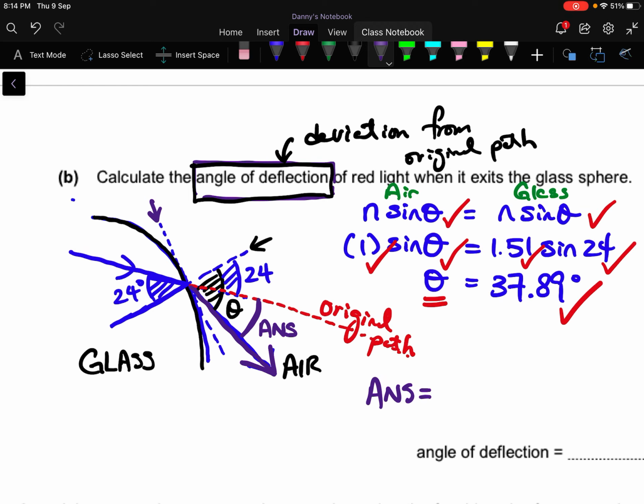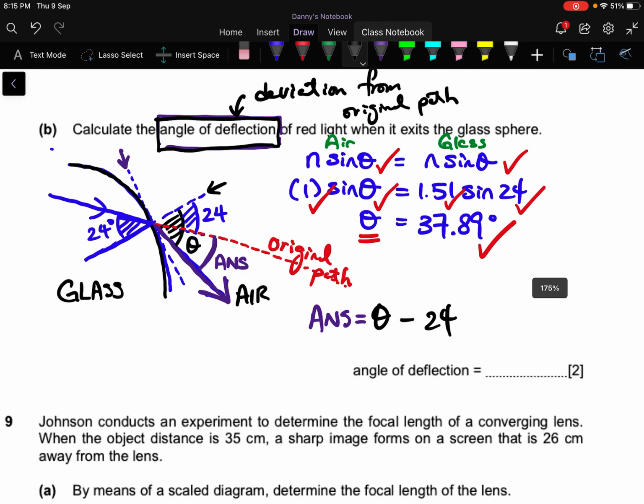So what is your answer? Your answer is going to be theta minus 24, right? So that is how I set my question to check how many of you take a pause and ask yourself, what am I finding? And how many of you can interpret a term on the spot.